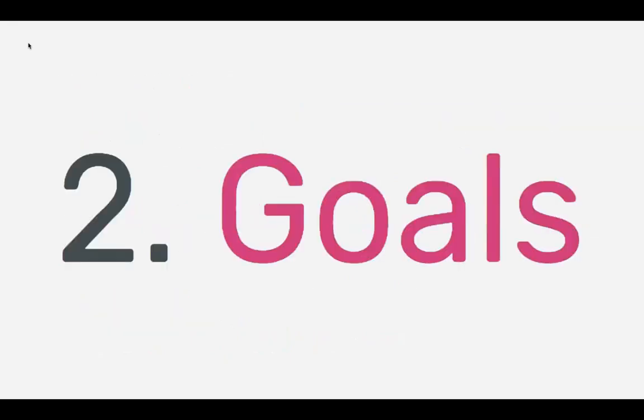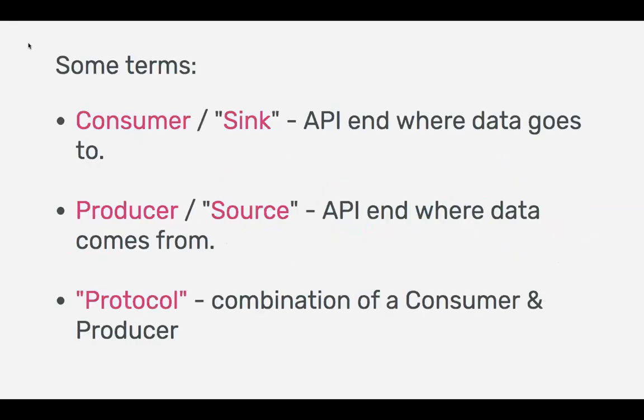I have some goals that I'm going to go over, and just like last time, there are some terms. What I'm calling a consumer or sink is the API endpoint where data goes to, and a producer or the source is the API end where the data comes from. And the protocol is a combination of those two things.